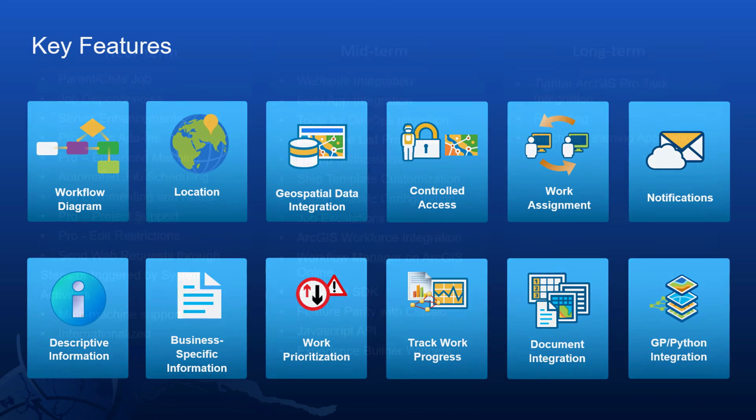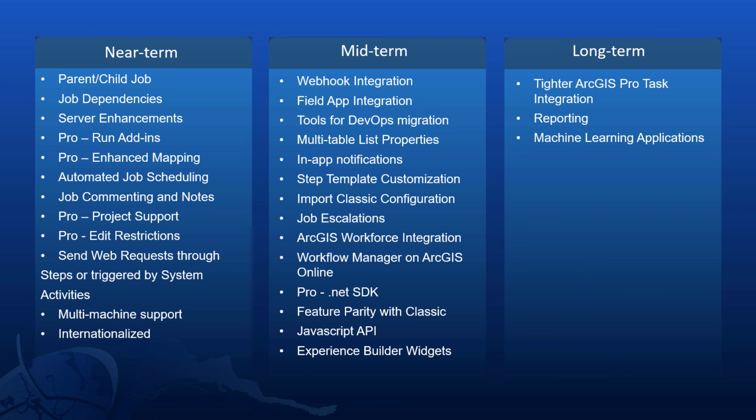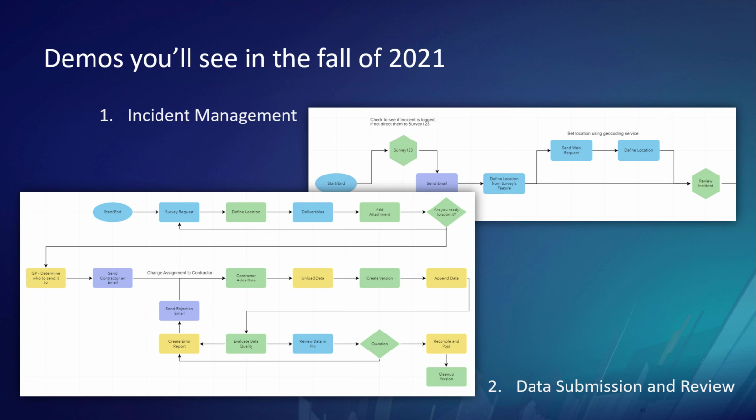And we have a really exciting roadmap of functionality coming out over the next few years. A couple months from now, version 10.9.1 will be released, and it'll include such things as new step types for sending web requests, and running data quality rules, new functionality for job scheduling, and just so much more. You'll see this in an update video in the fall, along with new demonstrations for workflow systems for incident management, as well as data submission and review. So look forward to seeing those.